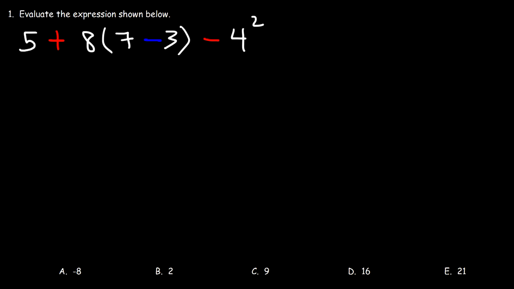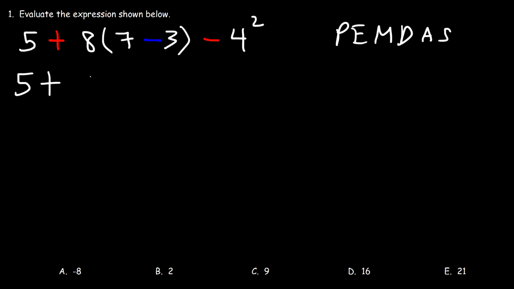Number 1, evaluate the expression shown below. Now you need to be familiar with the order of operations. Perhaps you remember the expression PEMDAS. Please excuse my dear Aunt Sally. P stands for parentheses, E is for exponents, M for multiplication, D for division, A is addition, S is subtraction. So this tells you the order in which you should perform the operations. So you need to work on the stuff inside the parentheses before you multiply or add.